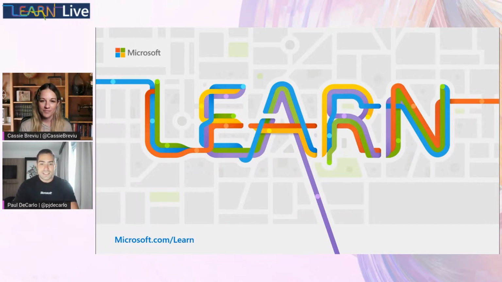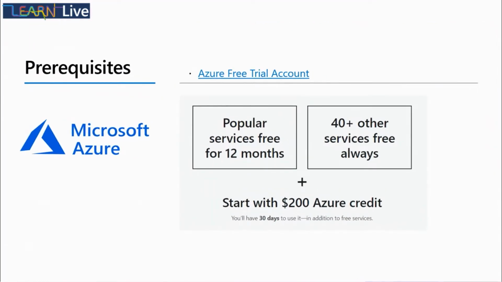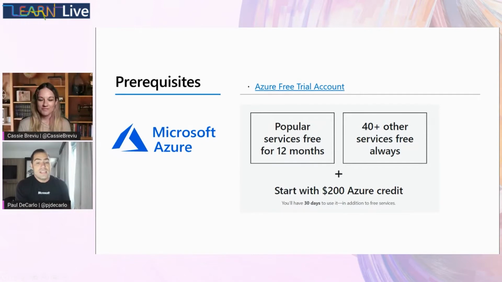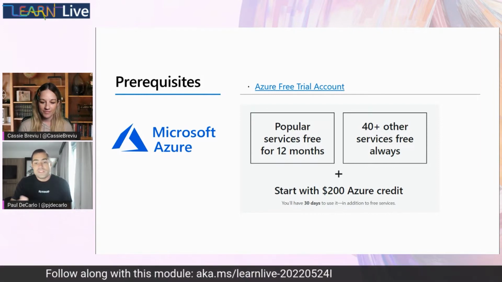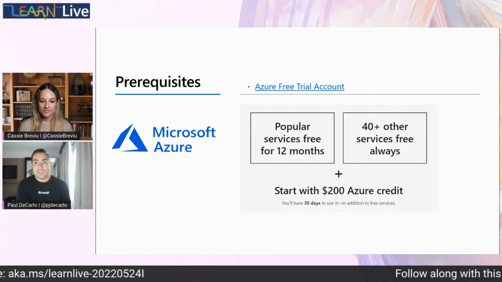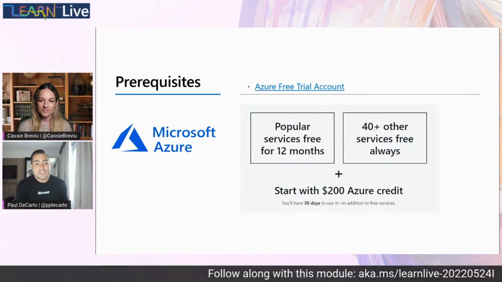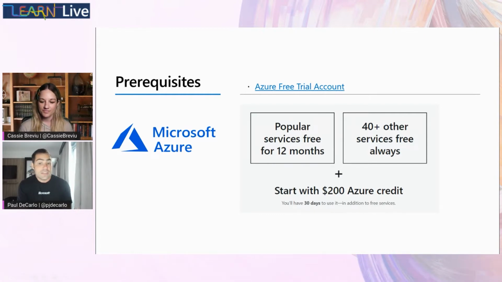Now, one of the cool things about today's session is that in order to get started, there's not much that you're going to need. In fact, the prerequisite that you'll need to follow along with all of the content that we will be showing today is an Azure free trial account. And that's going to give you access to popular services free for up to 12 months, and 40 services that are always free. Cool things like the ability to spin up web apps, services that will allow you to really simplify your development. And on top of that, we'll give you a $200 credit that you'll have 30 days to use on any of the available services and features provided by Microsoft Azure.